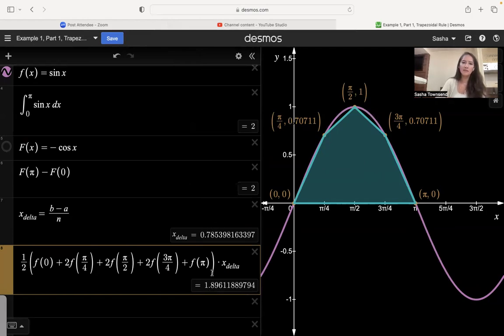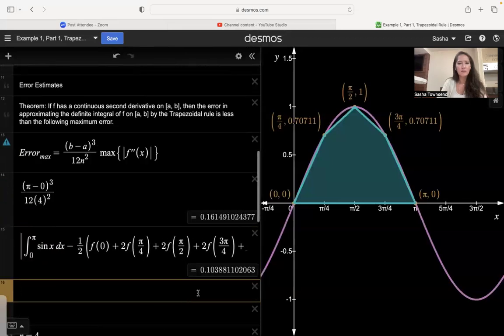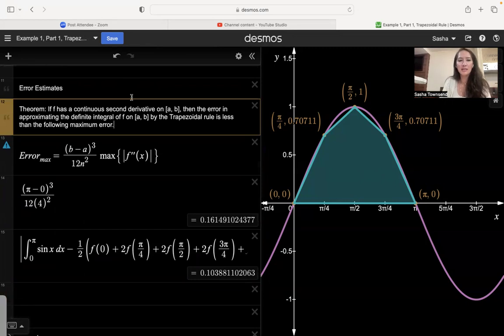You might say, okay, what's the difference between that and the exact area under the curve? Well, it's just 2 minus that number. So our error is actually 0.103, but there's a theorem in the textbook. It says if f has a continuous second derivative on the interval from a to b, then the error in approximating the definite integral of f using the trapezoidal rule is less than the following maximum error. So here's our formula for the maximum error.